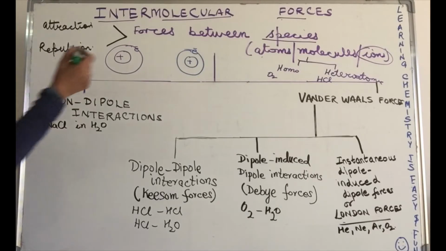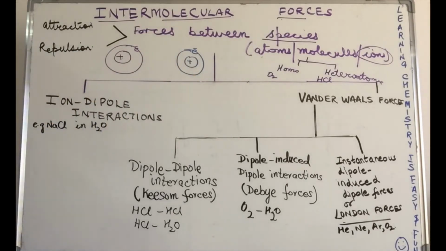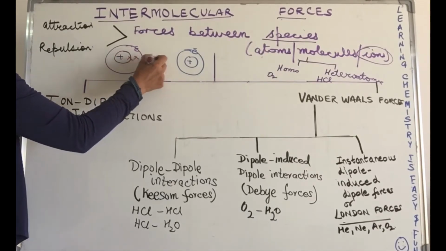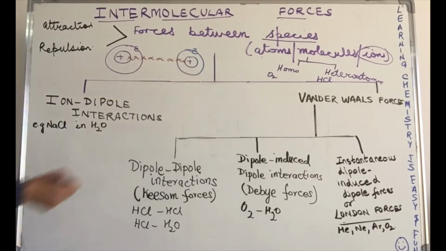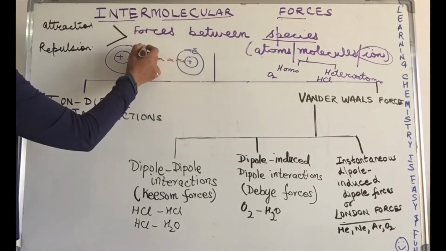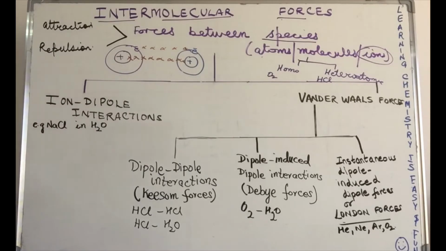Now, between the positive and the positive, what type of forces do you think will exist? Yes, between the positive and the positive, there will be repulsive forces, right? They are similarly charged. They have the same charge on them. Between the electrons and the electrons, what type of forces? Again, repulsive forces, because they have the same charge.